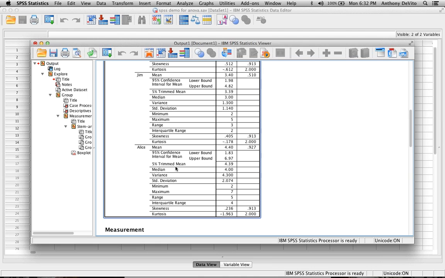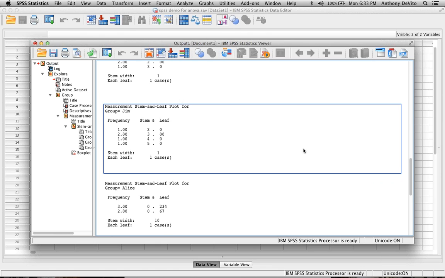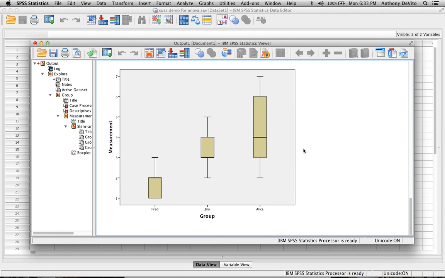So we need a mechanism for comparing the means of more than one group to other groups at the same time, rather than doing consecutive t-tests. The one tool that we've really had to do this so far, at least graphically, is that we can look at the box plots. And the box plots give us an idea.